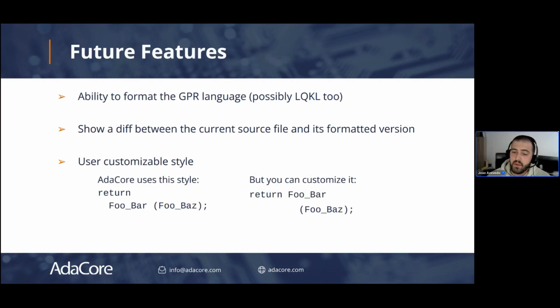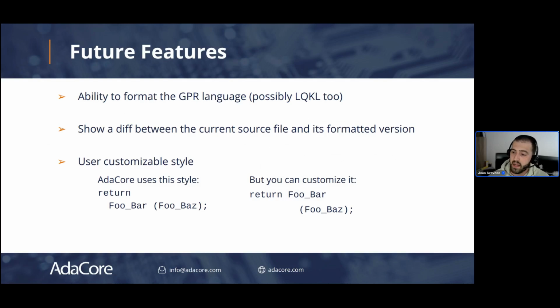So the 25 release of GNATformat was a beta release. For its first non-beta release, here are some of the additional features that we plan to add. The ability to format GPR sources, showing a diff between the current source file and its formatted version. And because we know that each of you might have slightly different tastes when it comes to style, the ability to customize it completely.